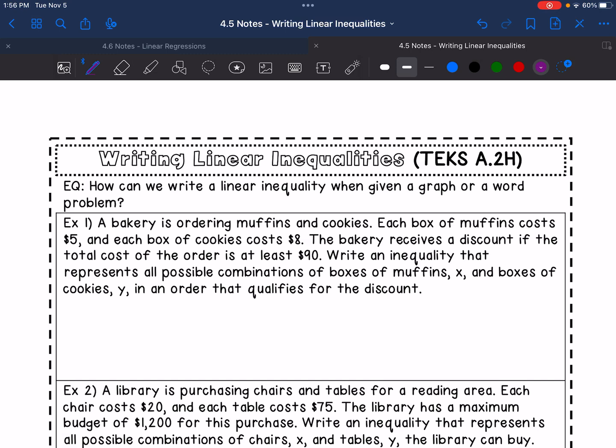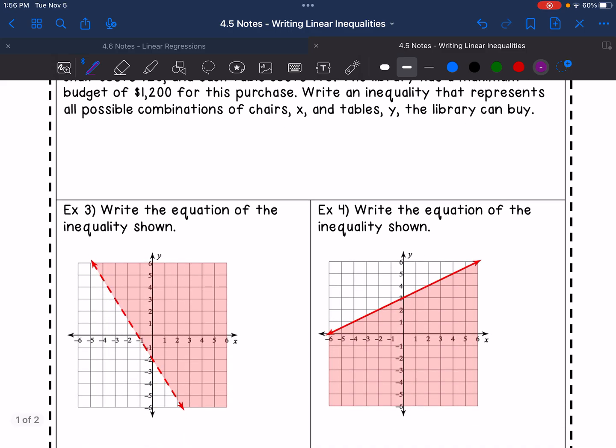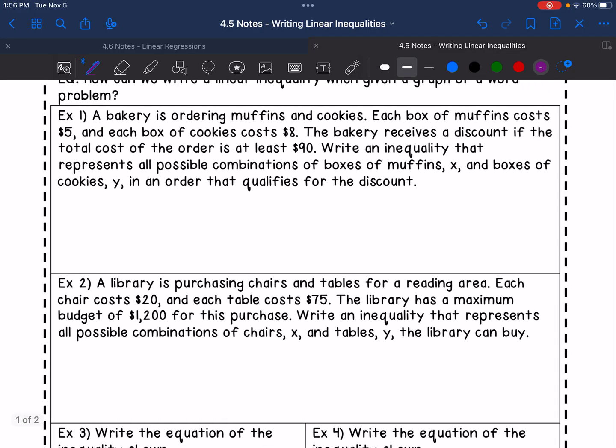All right, for this lesson, we're going to look at how we can write a linear inequality. This is for one of your TEKs. Usually questions are either going to be word problems or a graph, and they're going to ask you to write an inequality based on that. So looking at word problems, we want to make sure we read it all the way through first before we start trying to write anything down. That way we actually see what they want.